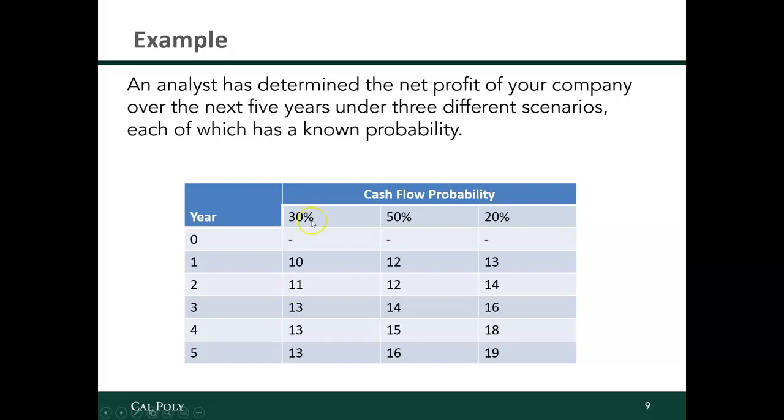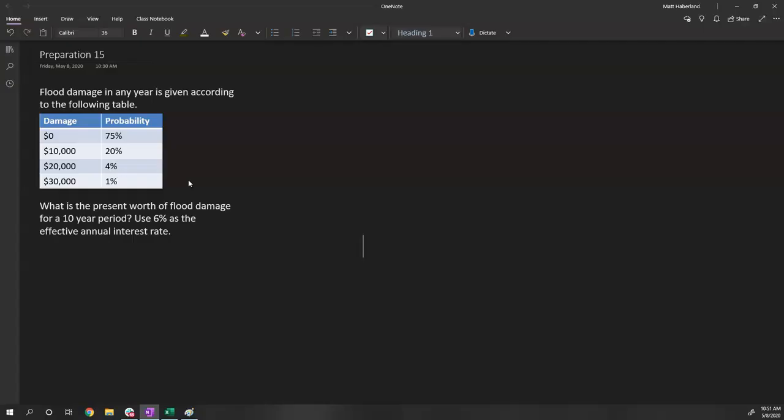So there's a 30% chance that your business is going to go like this. In year 0, you're going to put nothing in, but you start getting 10, 11, 13, 13, 13. There's a 30% chance of these cash flows. There's a 50% chance of these cash flows, and there's a 20% chance of these cash flows. And our question is, if the minimum attractive rate of return is 10%, what is the expected net present value?